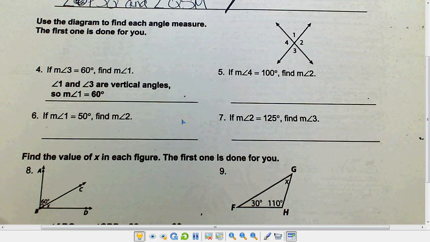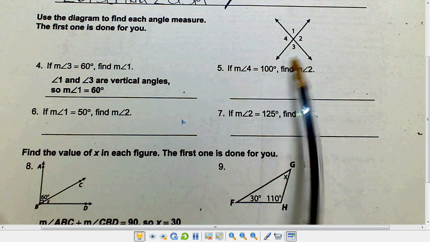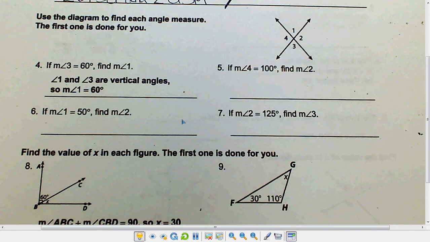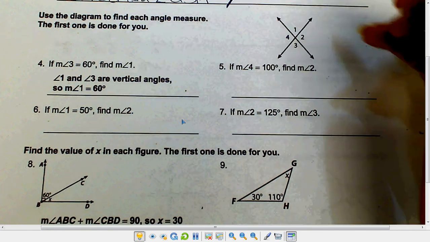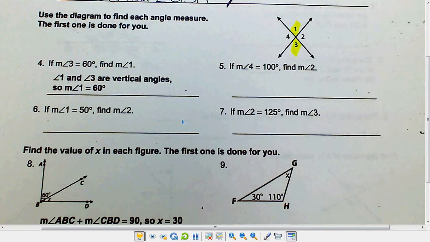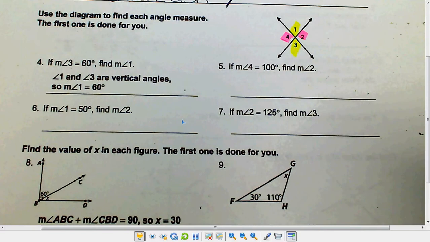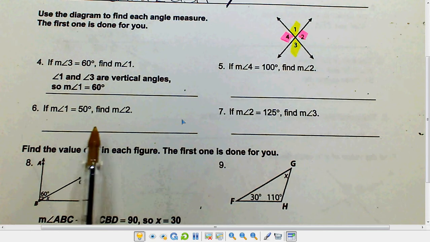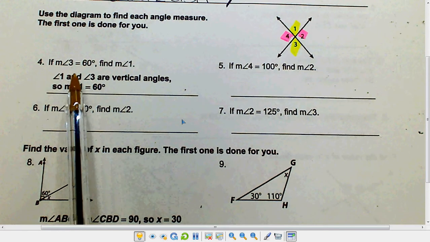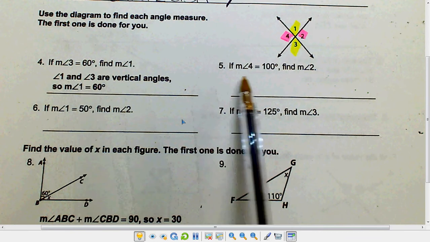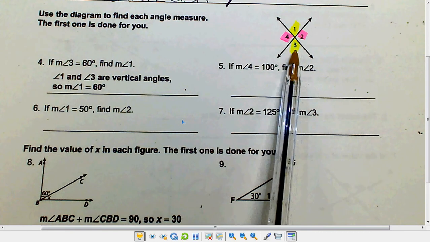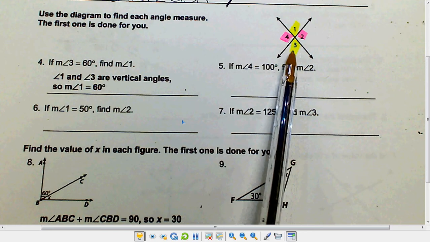Okay, the next section. We have this drawing or diagram, which you should know are vertical angles. So since we have vertical angles, we know that those angles that are opposite of each other, which is 1 and 3, as well as 2 and 4, must be congruent. So number 4 has been done for you already. It says if the measure of angle 3 is 60 degrees, so that means this one right here is 60 degrees. They're telling you to find the measure of angle 1.